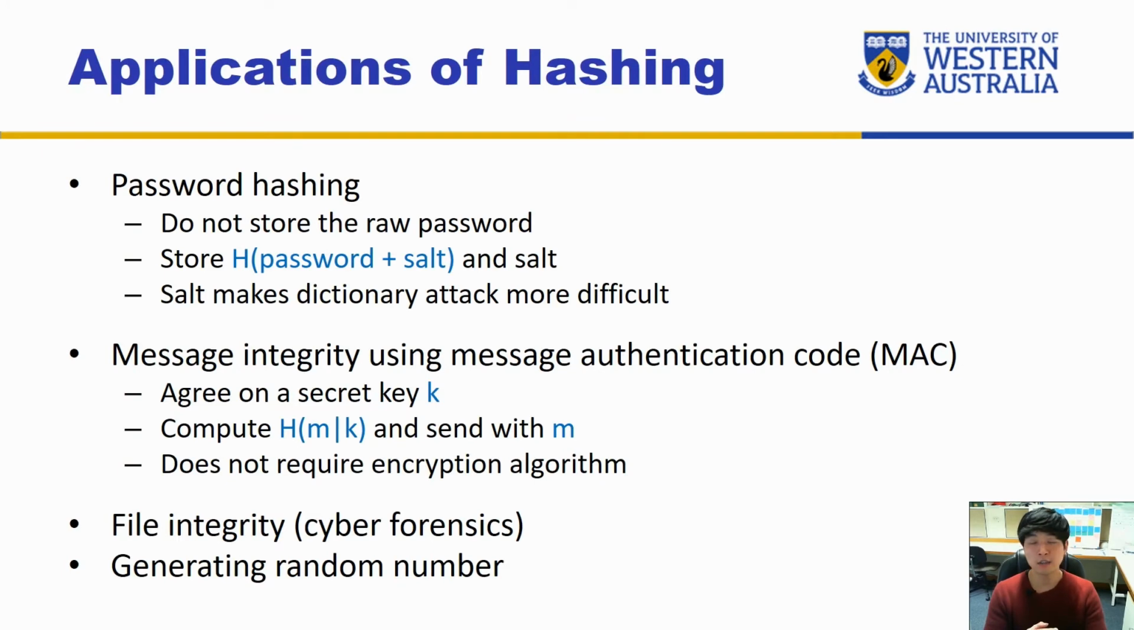Other than password hashing, we also have message integrity using a message authentication code. This is your MAC. Basically, we have an agreed secret key K, and then we can compute H of M concatenated with the key, and then send it with M. Because we assume that the hash value is not traceable backwards to the original input, the key can be put into a hash function based on that assumption. But of course, if your hash function is weak, obviously your key will be in dire danger.